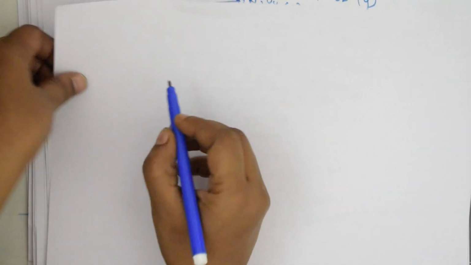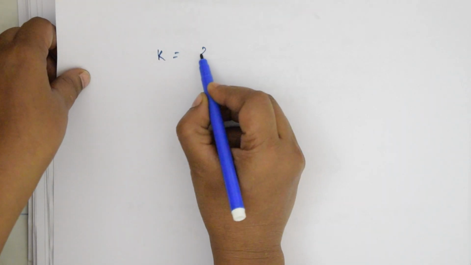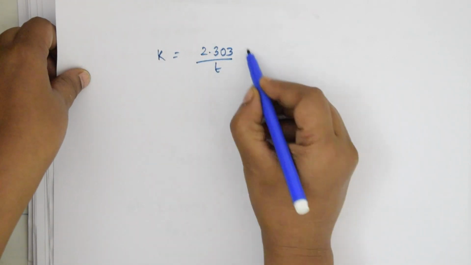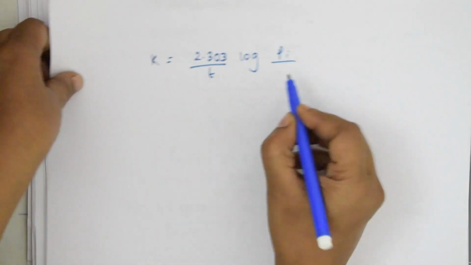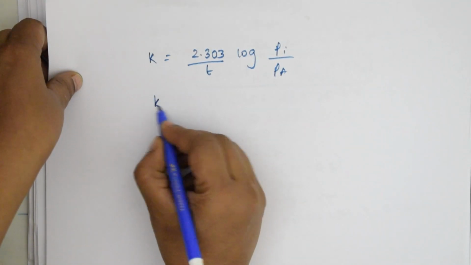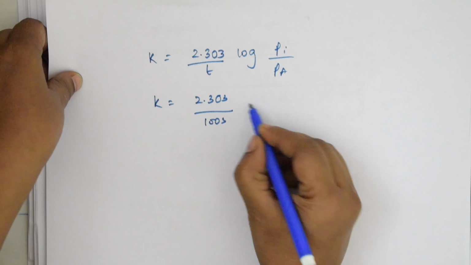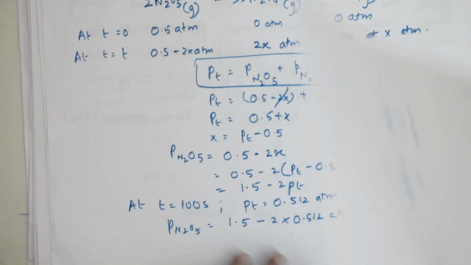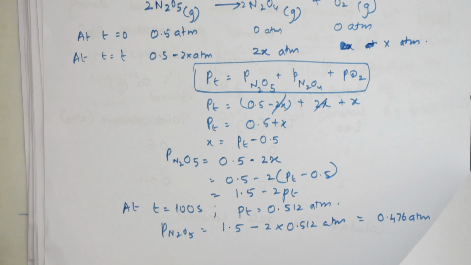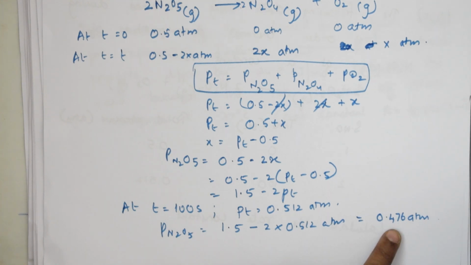Now I am going to calculate the rate constant of this. They have given me first order rate constant. So K is equal to 2.303 by T log Pi by Pa. Now substitute 2.303 by 100 seconds. Log, how much did I get? Pi. I have initially got Pi as 0.5 atmospheres, isn't it? Yes. So 0.5 atmosphere we have calculated. Then after that we have calculated 0.476 atmospheres, correctly, isn't it? Right. So this is the part.